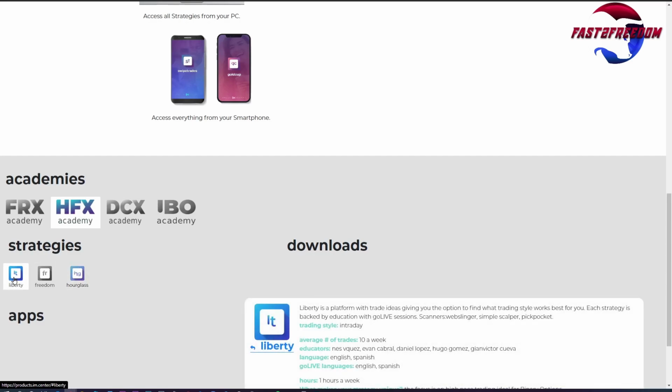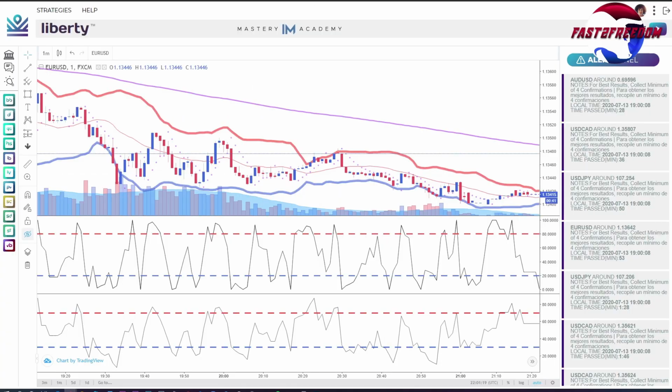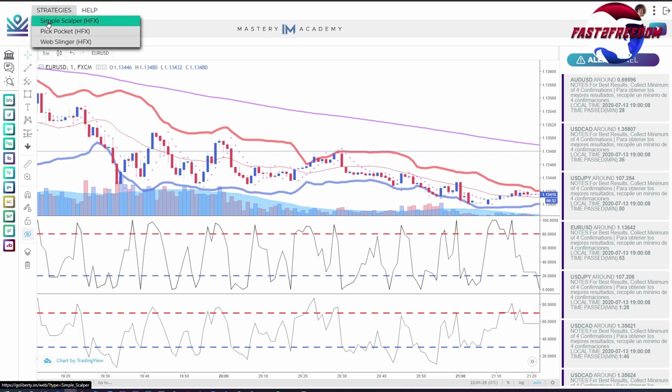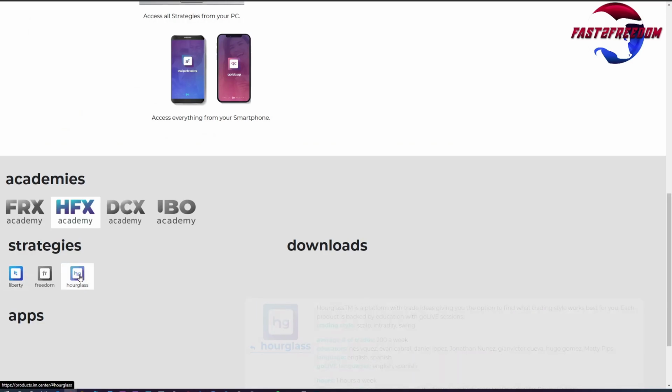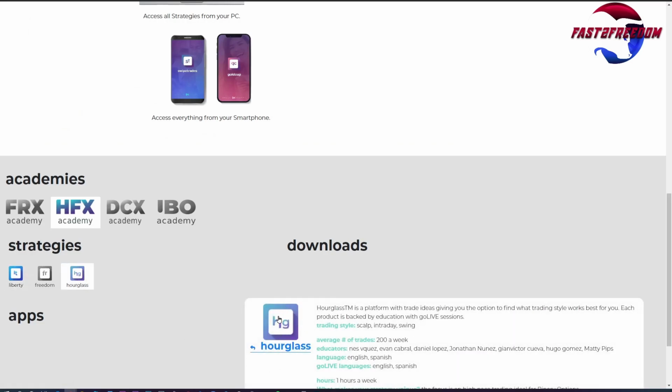So if you click on Liberty, go ahead and double click Liberty here, and this window will pop up. If this is not what you're seeing, all you have to do is go to your top left-hand side and click on Simple Scalper. We're going to be using the Simple Scalper combined with another strategy. So go back, click on Hourglass, and open up this one as well.